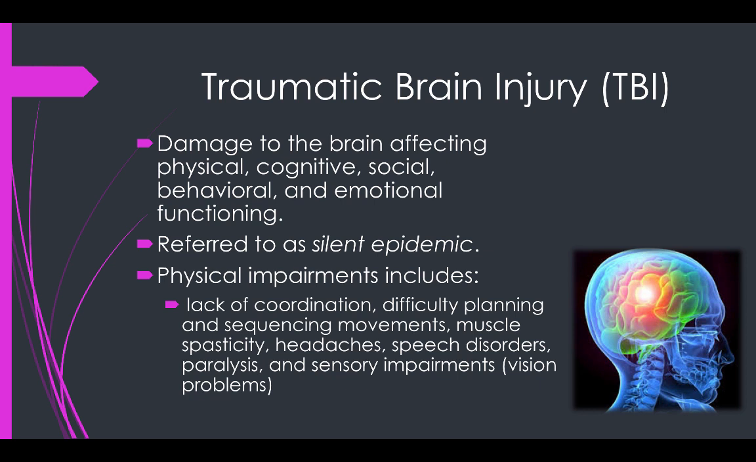So what are some physical limitations or impairments that may be associated with TBI? Those could be lack of coordination, difficulty in actually planning or sequencing movements. So the brain may be firing and saying, yes, I want to move my arm, I want to move my leg, and the body's just going to be delayed in the actual production of movement. There may be muscle spasticity, which we saw in individuals with CP or cerebral palsy.